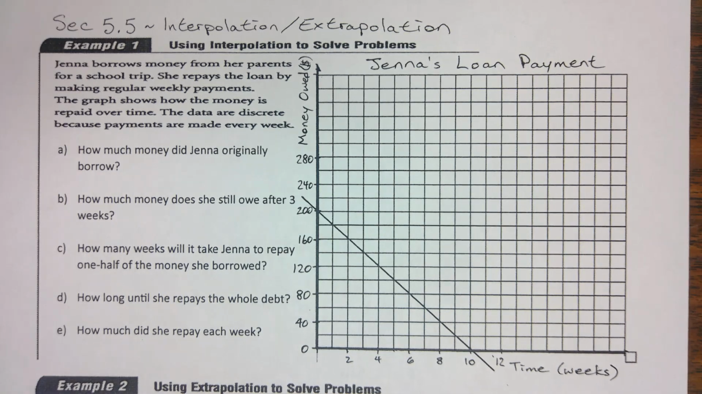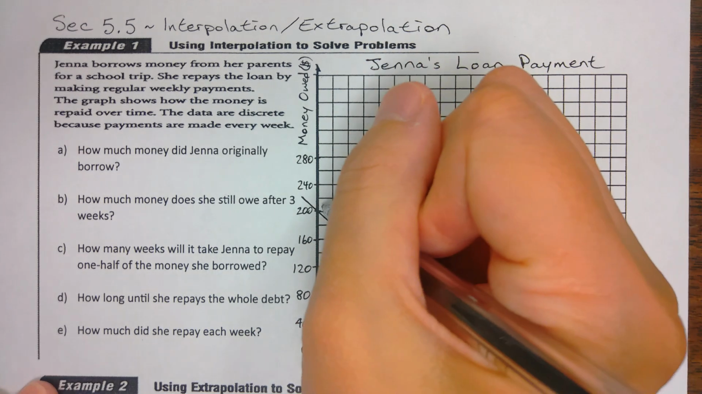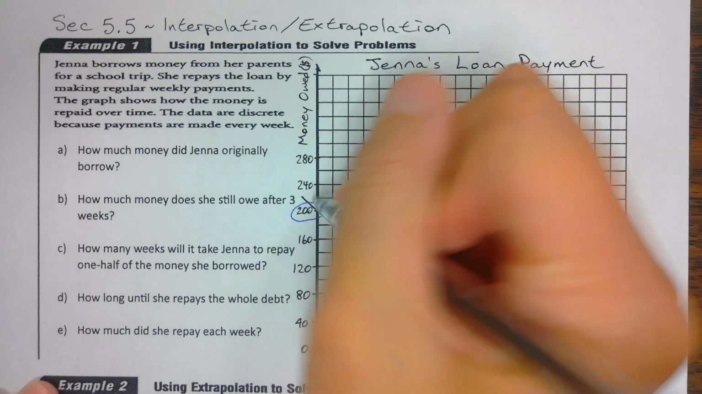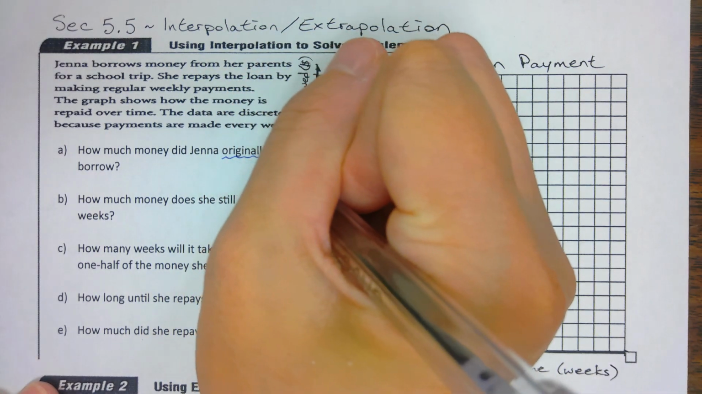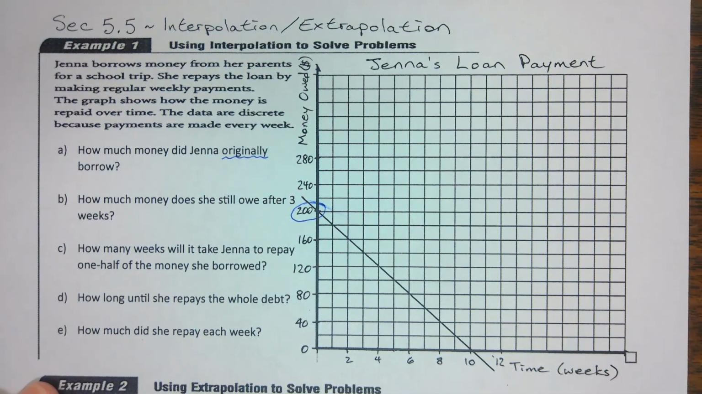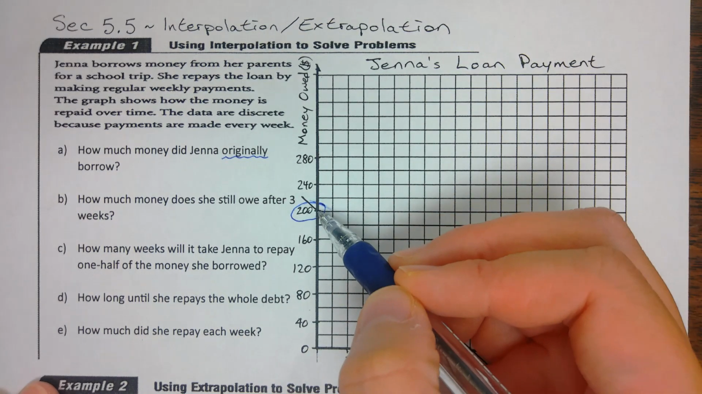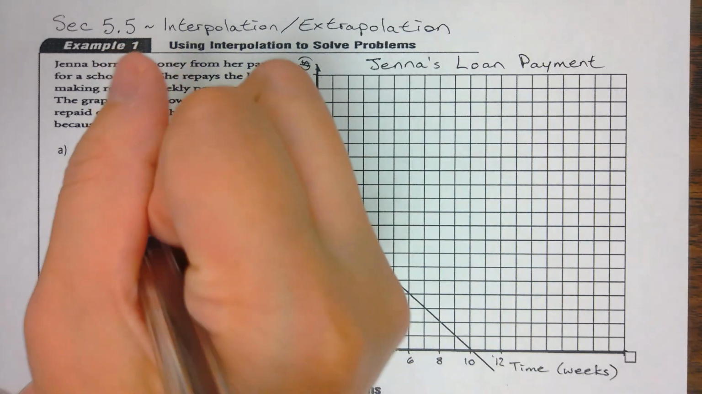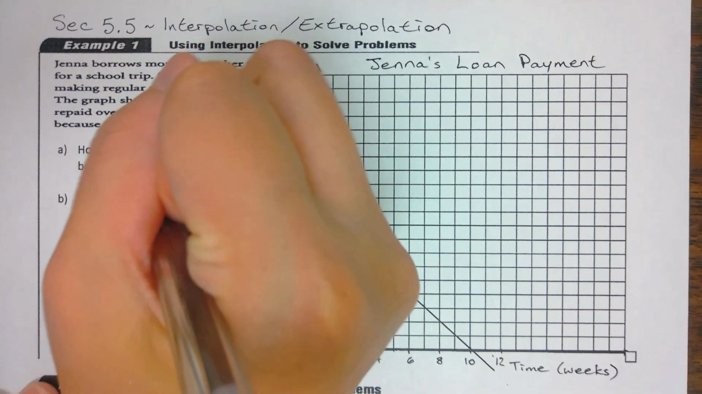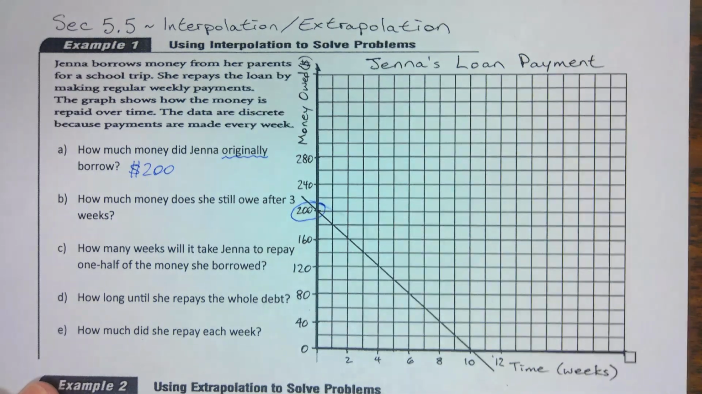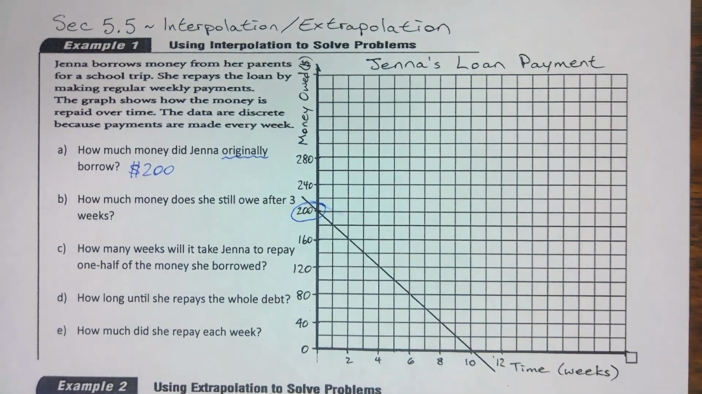Okay. So how much money did Jenna originally borrow? $200. So originally means at the beginning. So at the beginning, where does your line start? It doesn't start in the negative. It starts when x is 0 to represent 0 weeks. So it's $200. And since you said dollars, I better see that unit, the dollar sign.